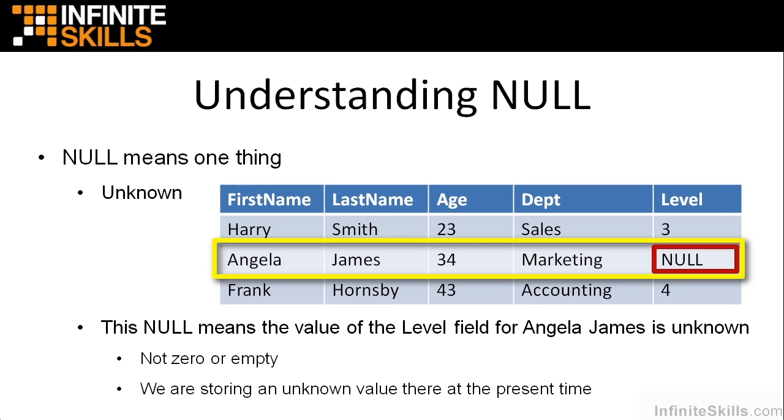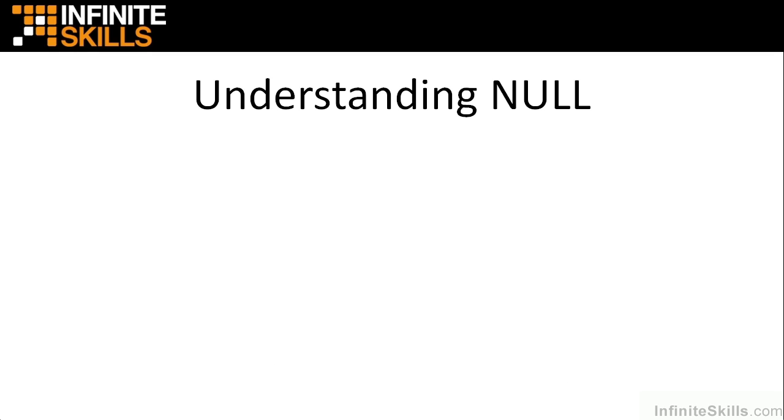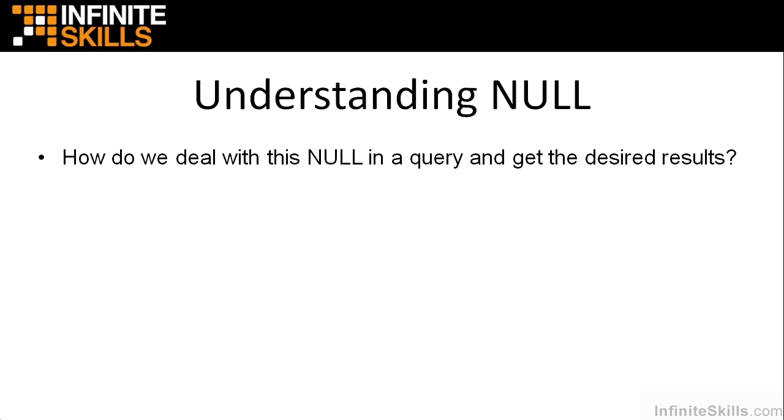Now, if you get a couple of database nerds in a room, they'll agree pretty quickly. Yes, sometimes you have to have nulls. But at some point, somebody will throw up the red flag and say, wait, we're getting too many nulls in here. We're just storing unknown data. So you're going to see this debate out there all over the place. But here's what you need to know about this. Now that you understand what null is, how do we deal with this null that's in that table in a query and get the desired results?